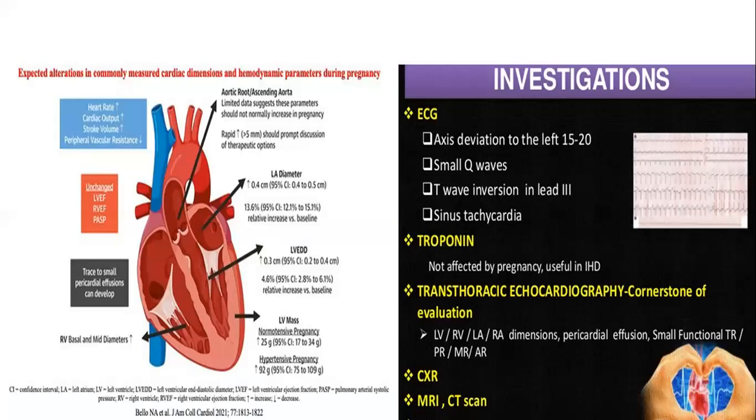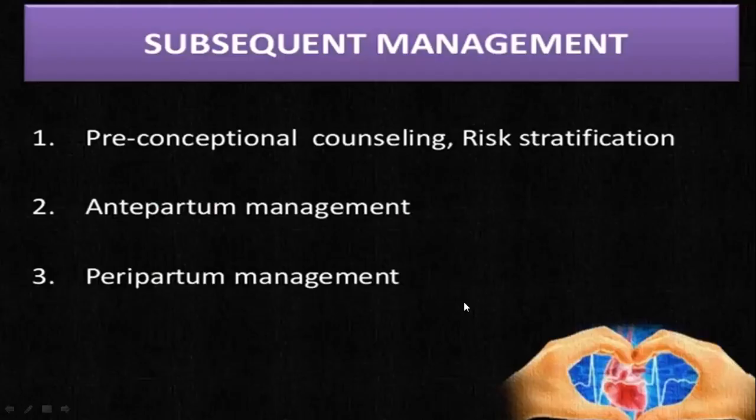So on ECG, there could be axis deviation, left axis deviation, and ST-T changes could be present. Sinus tachycardia could be there. On echo, almost all the parameters will increase in dimension, with the exceptions of ejection fraction and pulmonary arterial systolic pressure. The diastolic dimension increases by some percentage in each category, but all are within normal ranges. And there could be cardiomegaly on chest X-ray.